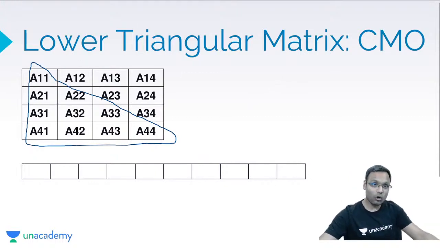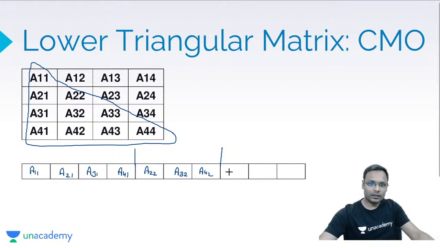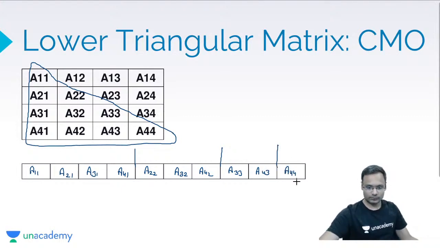If you are storing in column major order, how do you store? A of 1 1, A of 2 1, A of 3 1, and A of 4 1. First column done. The second column starts from A of 2 2, then 3 2, and 4 2. Then the third column A of 3 3, 4 3, and the last column will have only one element, 4 4. That's it.